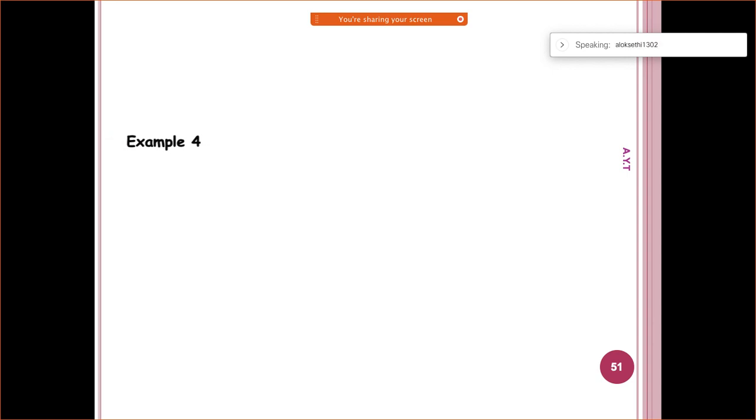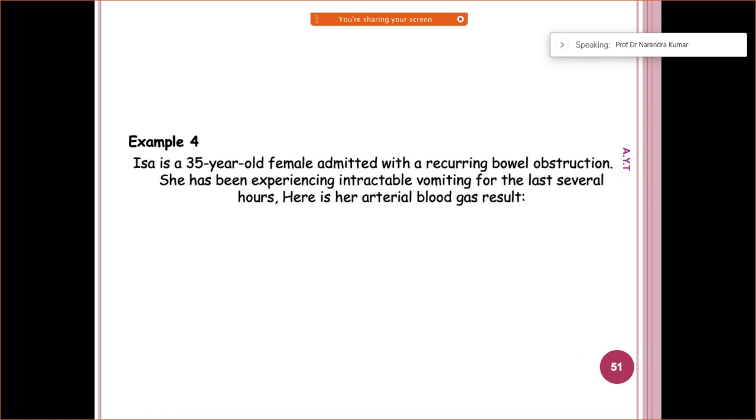So one more example. Let's make you the real masters. There's a 35-year-old female patient admitted with recurrent bowel obstruction, and the patient is having intractable vomiting. So there's some hint already in the last several hours. So you did the ABG, and this is what you notice.